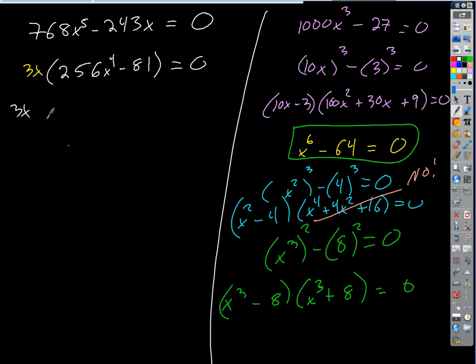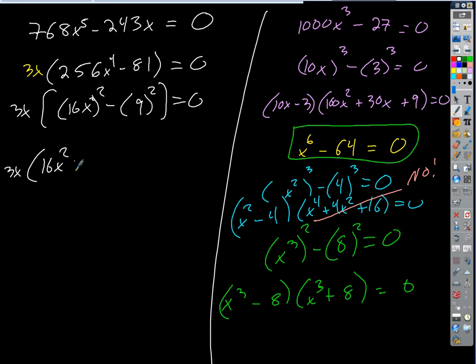So what are the squares here? I can think of this as what squared minus what squared. The second one is 9. The first one is 16 x squared. The square root of 256 is 16, and x squared is x to the 4th. So there's my a squared minus b squared. Out in front, I've got my 3x, and this breaks up into a plus b times a minus b.